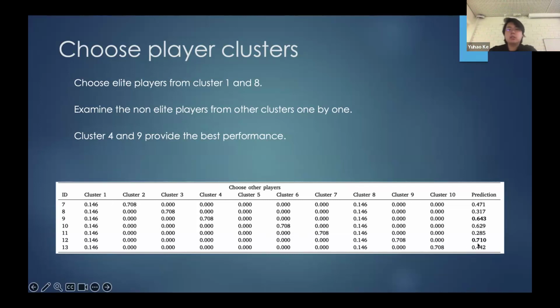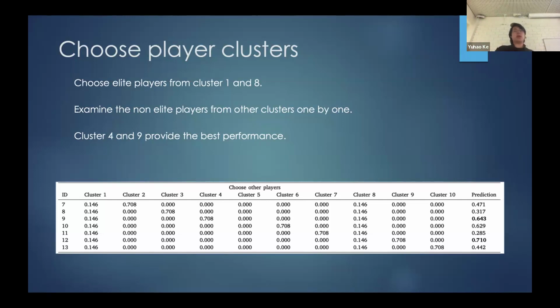And you can find that the highest probability is here. So with cluster 9, we have the highest probability, that is 0.7. And with cluster 4, we also have a good probability with 0.64. So we decide to choose from cluster 4 and 9 as non-elite players.